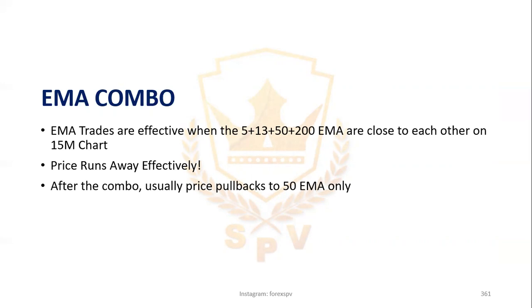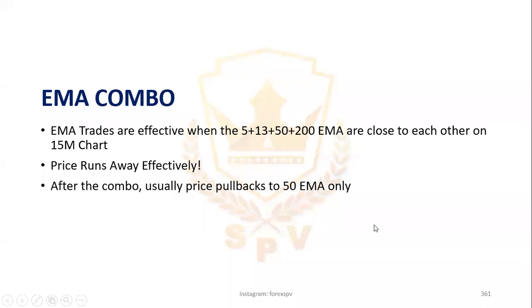Okay, EMA combo trades. EMA combo trades are usually effective when you find these 4 EMAs, the ones with periods of 5, 13, 50, and 200, close to each other on the 15 minutes time frame, and price is forming a pattern for you to trade away from the peak.